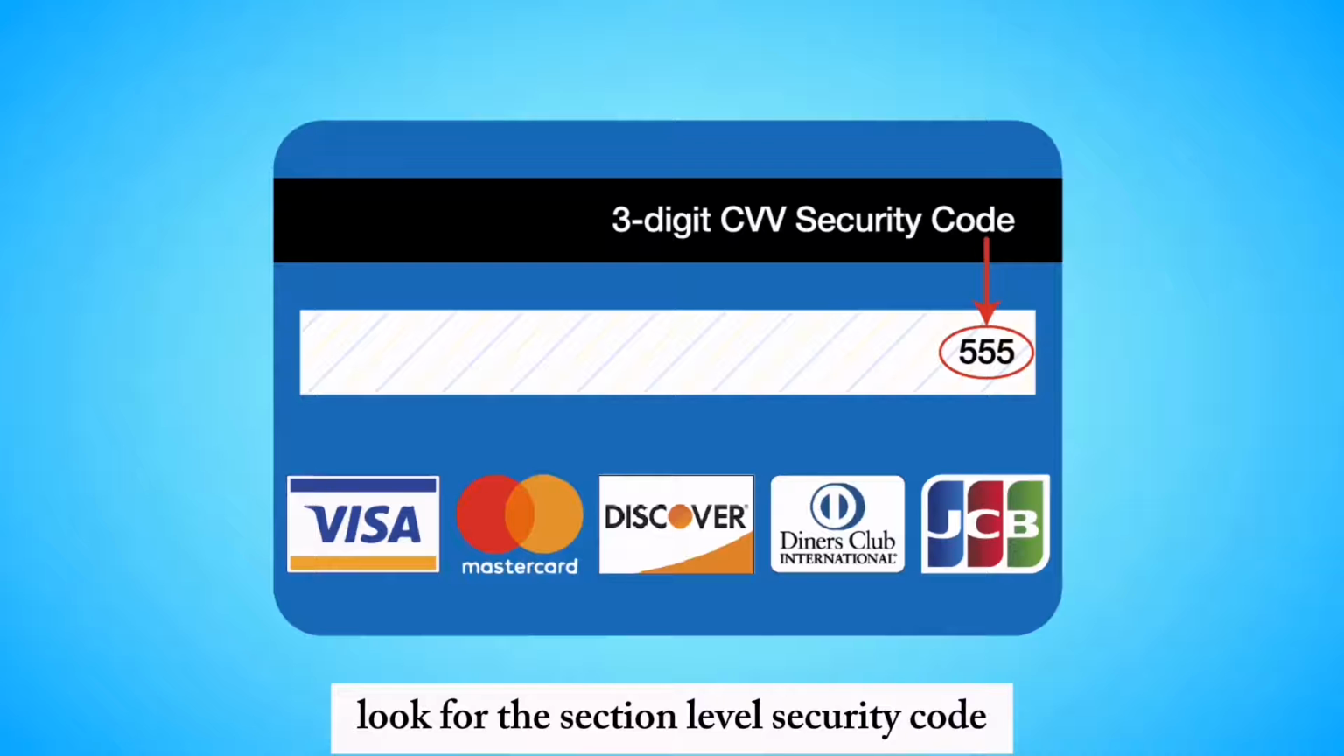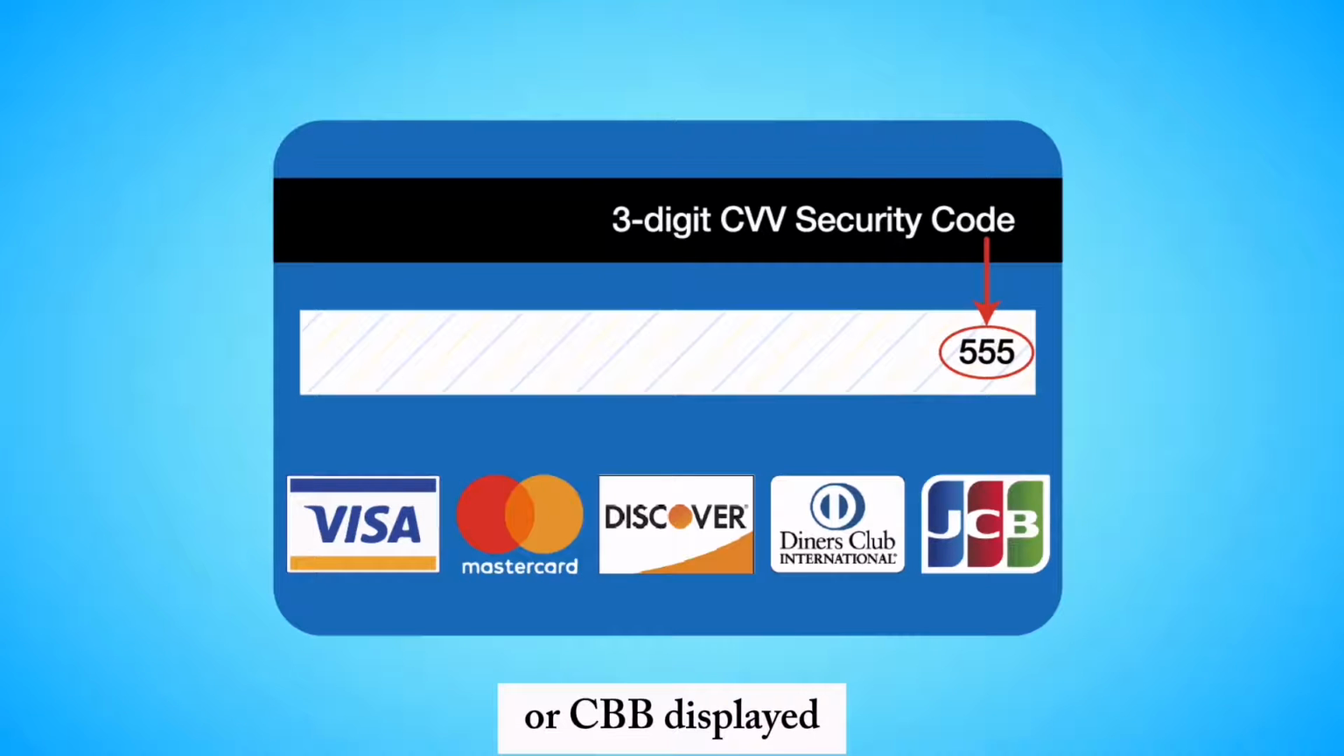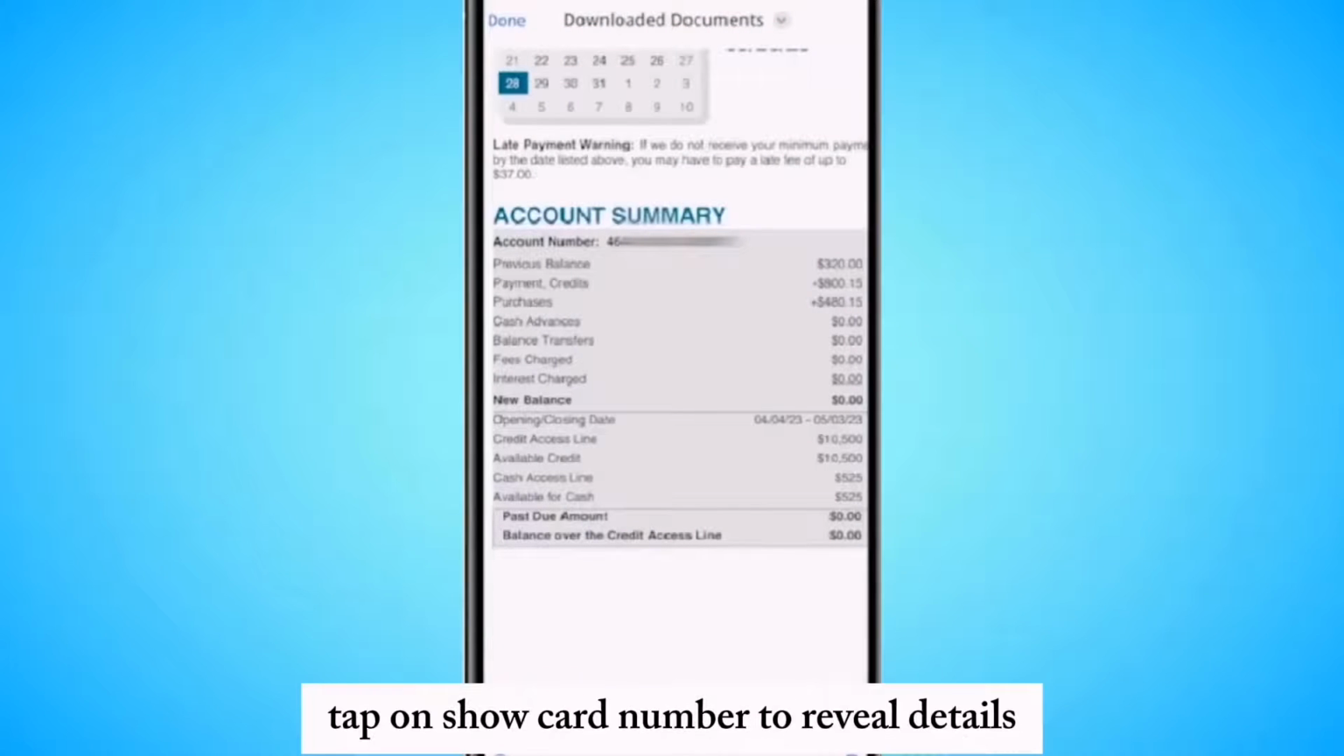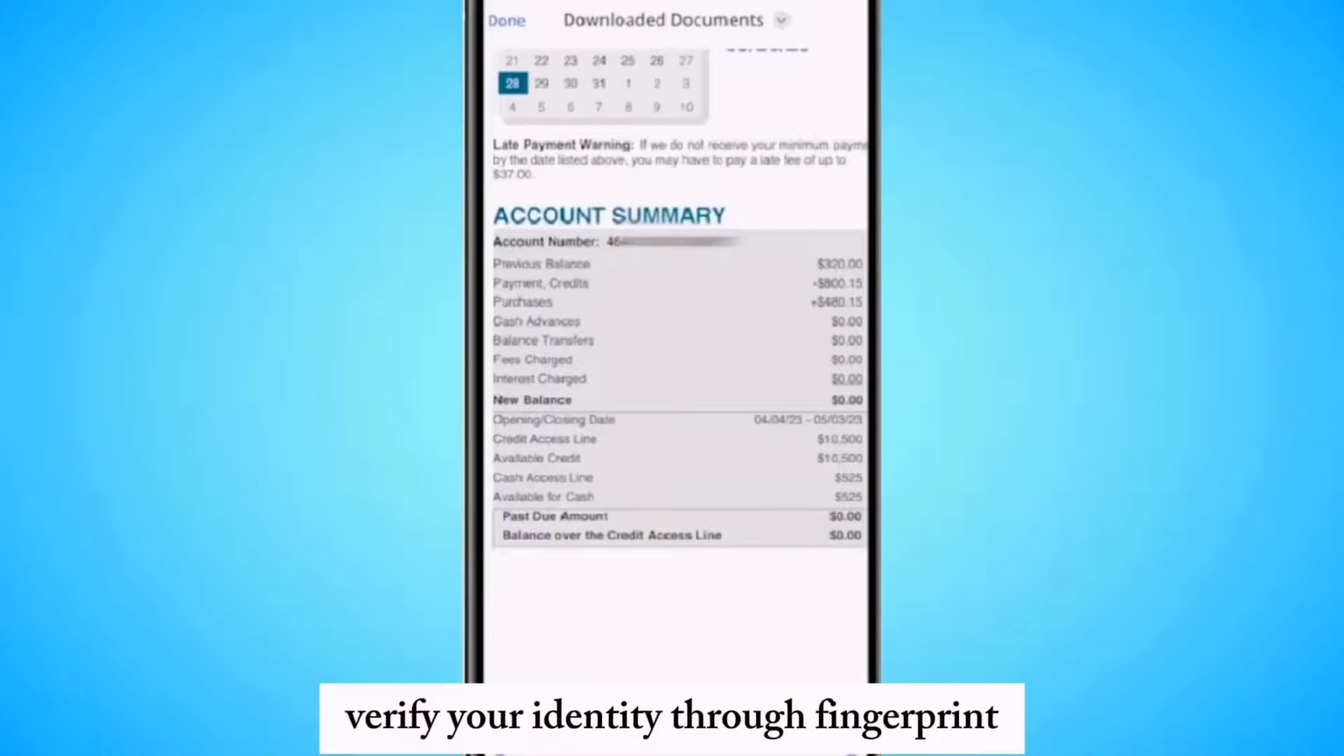Look for the section labeled security code or CVV displayed. If not visible, tap on show card number to reveal details. Verify your identity through fingerprint, face recognition, or account password.